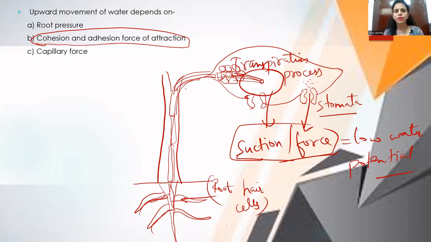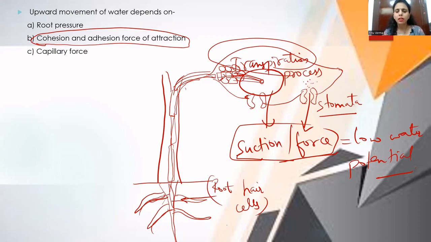One more support is the adhesive force of attraction between the water molecules and the inner walls of the xylem vessel. So this pull which is generated at the top of the leaf because of the low water potential is known as transpiration pull. It is called transpiration pull because this pull, or suction or force, is actually created because of the process of transpiration. Because of this transpiration pull, the water starts moving upward from the root hair cells, or from the roots of the plant, towards the leaves.